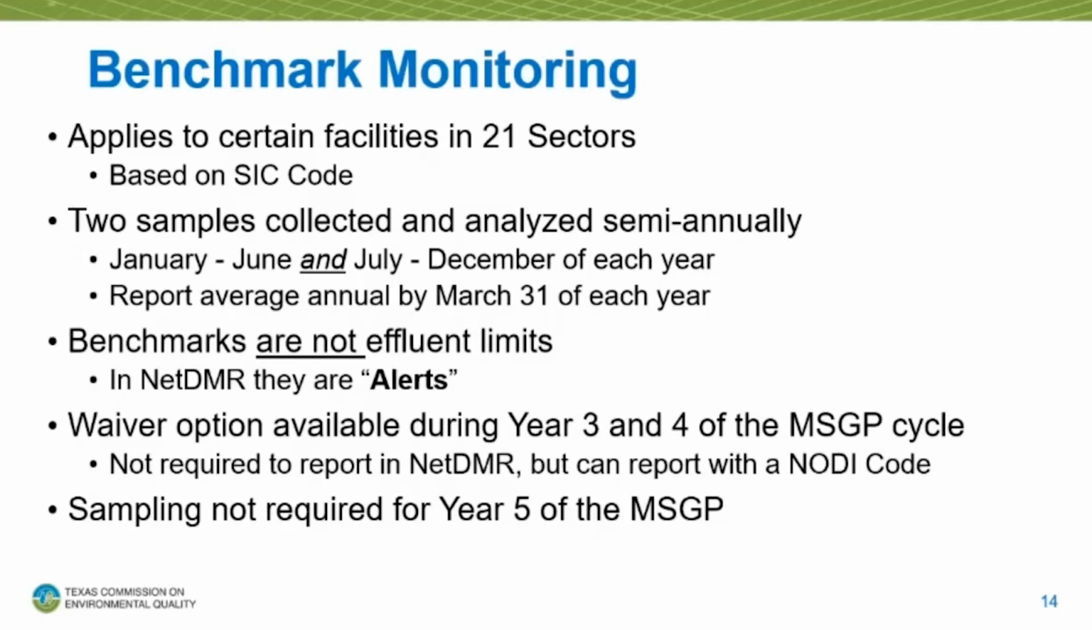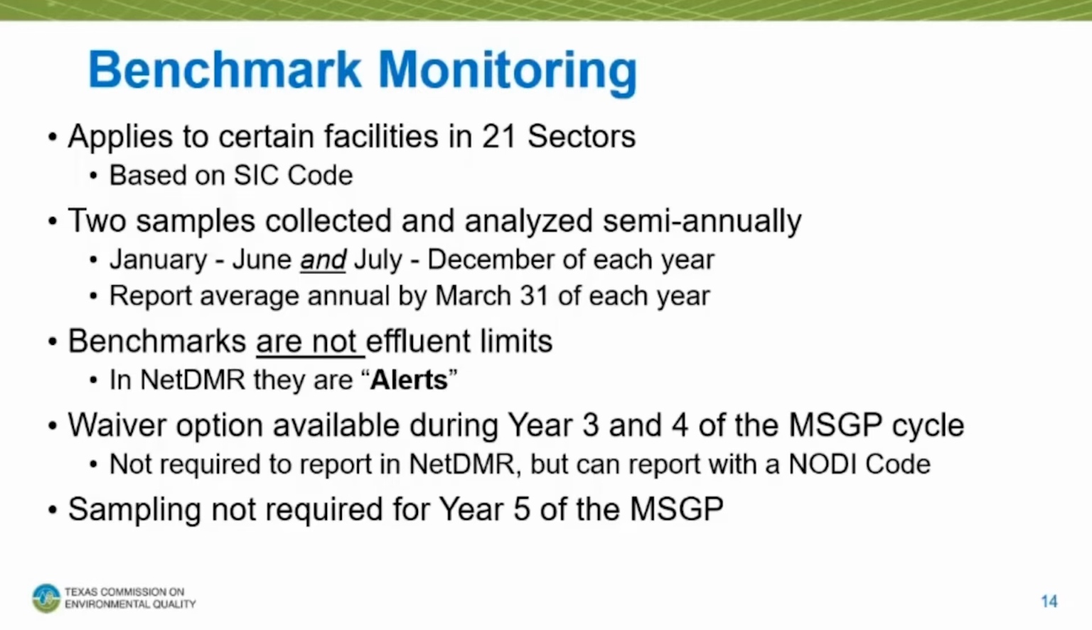Now, it's important to note that benchmarks are not effluent limits. Okay, so if you exceed the benchmark, it's not a permit violation, it's not a limit, but it's supposed to inform how well your facility is doing at reducing pollutants in your discharge. It should give you an idea if your best management practices are working well. Maybe you need to change things up at the facility if you're exceeding those benchmark values. So because they're not effluent limits, they are going to appear in Net DMR as an alert.